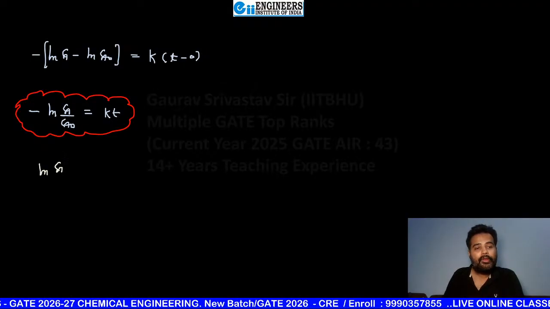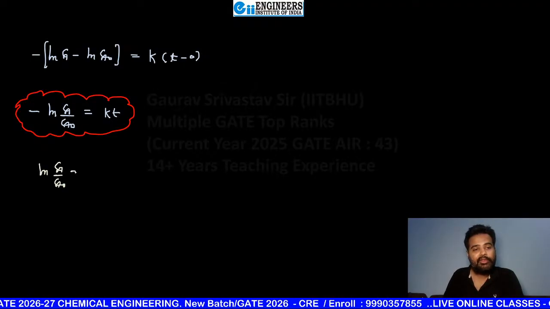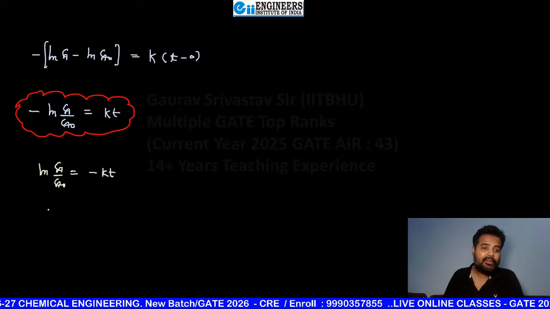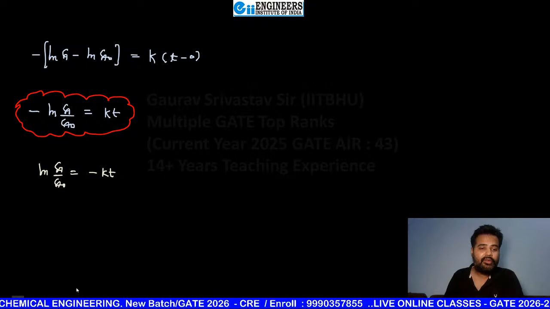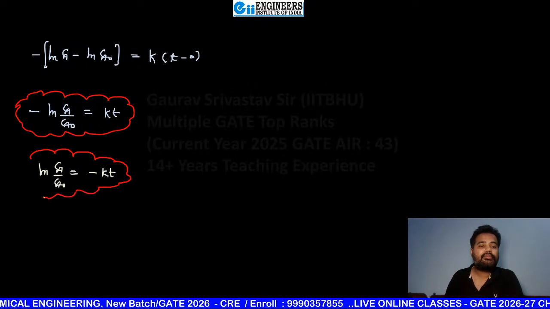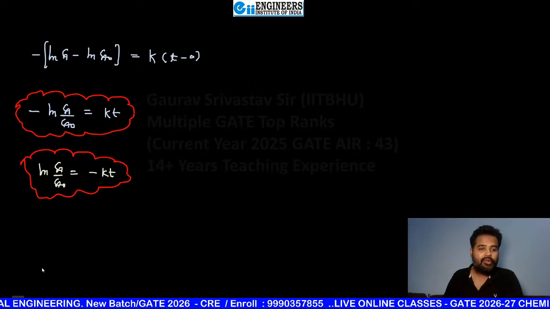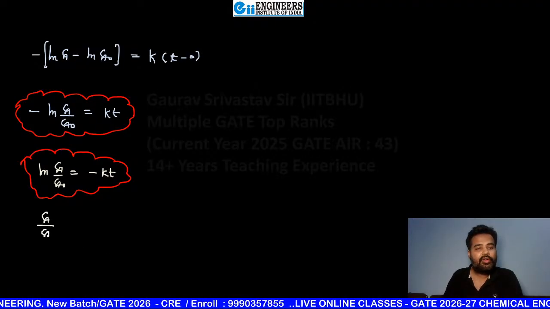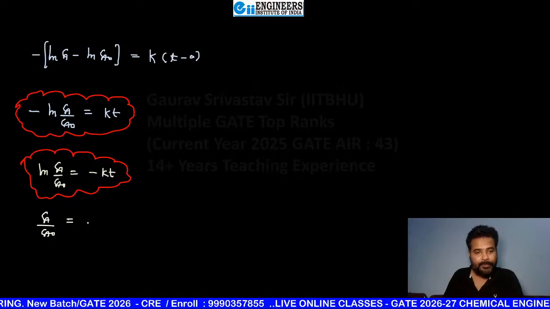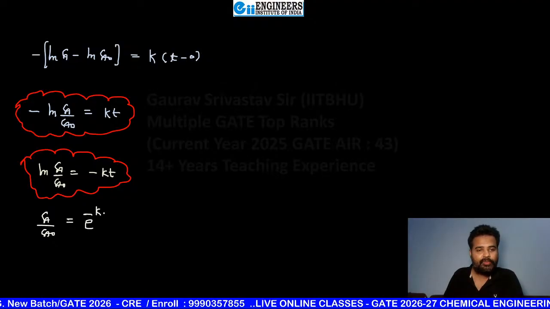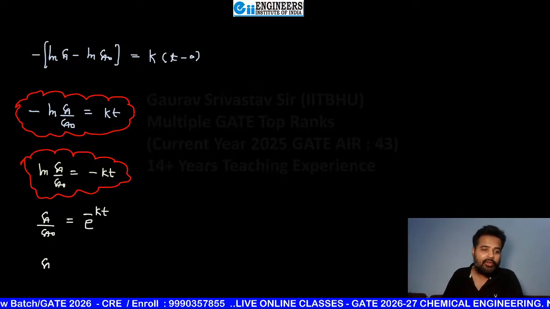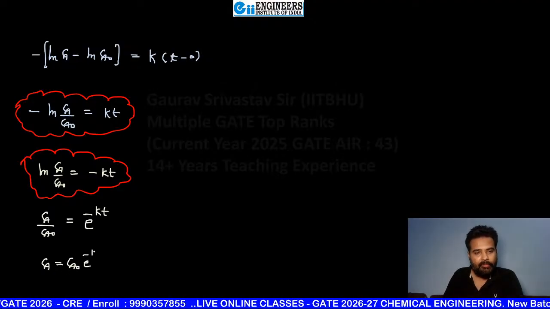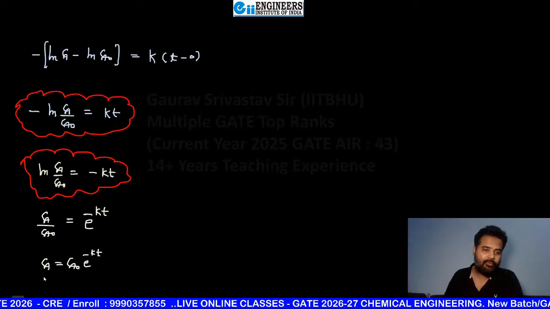Okay, again my dear students, further you can solve it, and you can write it like ln of Ca by Ca naught is equal to minus kt. Further moving, you can write Ca by Ca naught is equal to e raised to power minus kt, or Ca can be written as Ca naught e raised to power minus kt. Again one standard form we got.